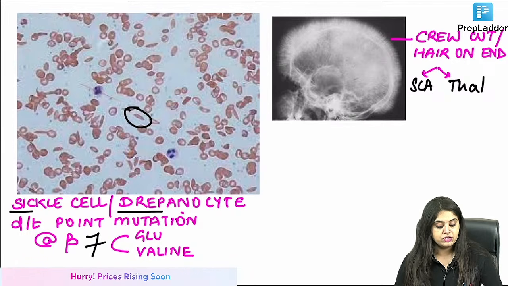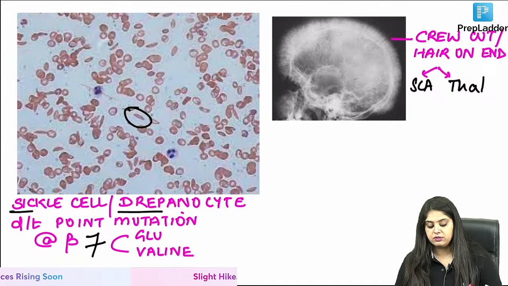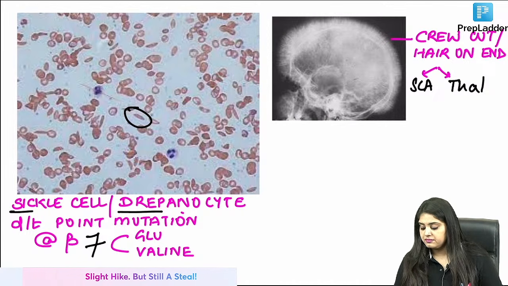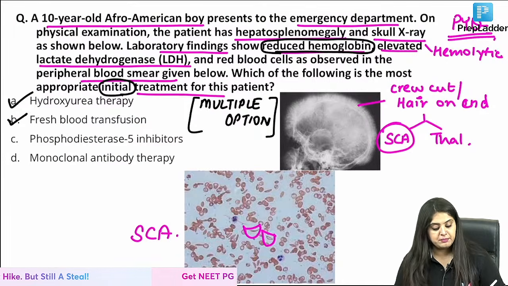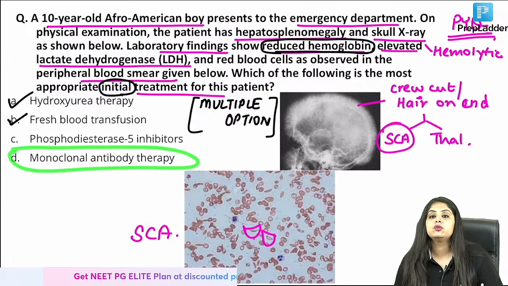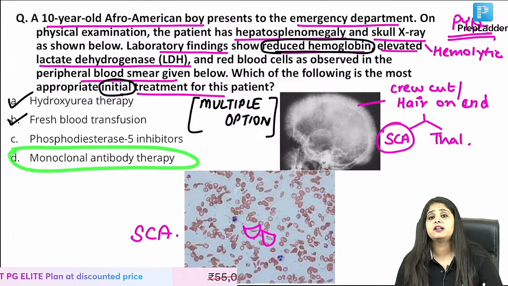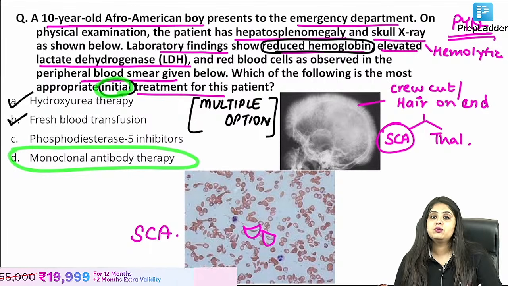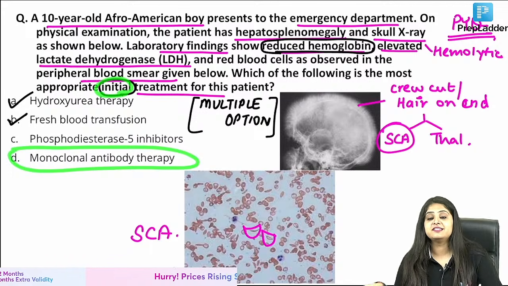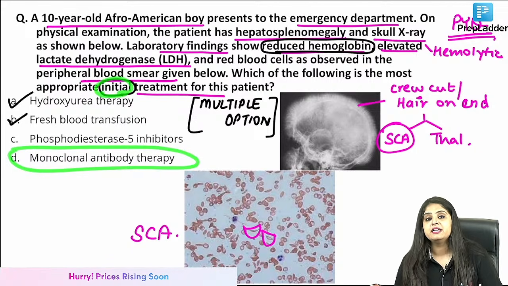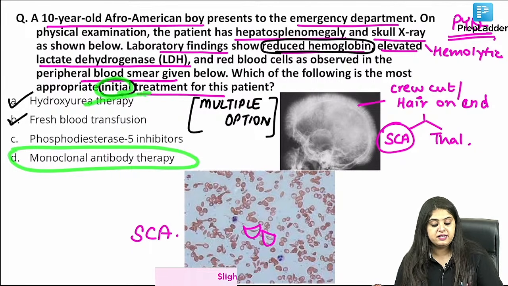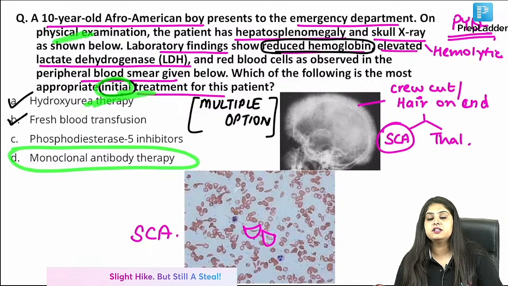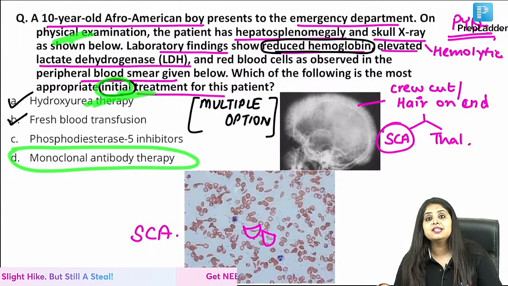And now the question: at the beta 7 position, glutamate will change to valine. Many of you are saying, ma'am, but now we also have monoclonal antibody therapies for sickle cell, and I'm not denying that. But look at the question again. I could have come down to all of the above also as the answer. Is that the first line of treatment? Forget first line, is that the initial treatment as soon as this 10-year-old boy comes to you? Not the initial treatment.